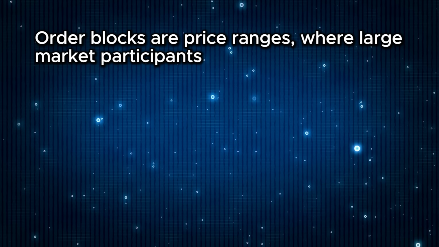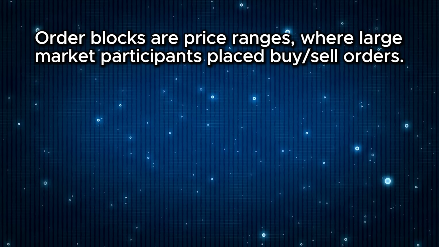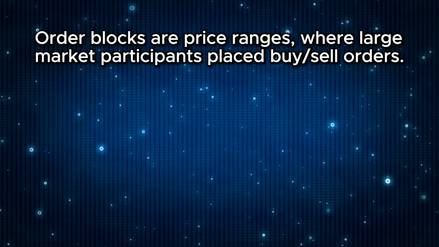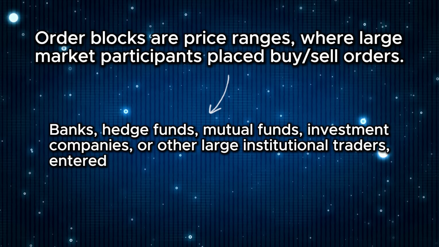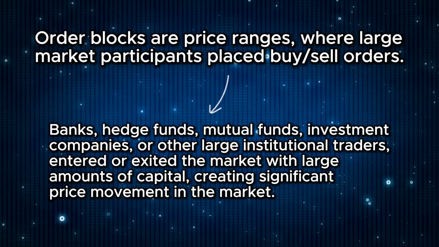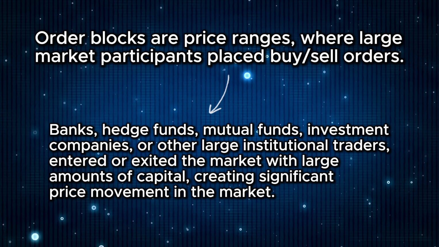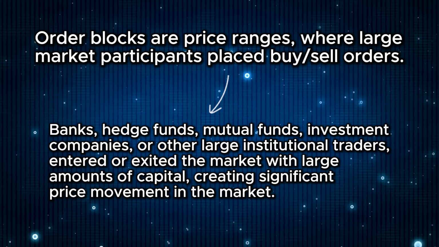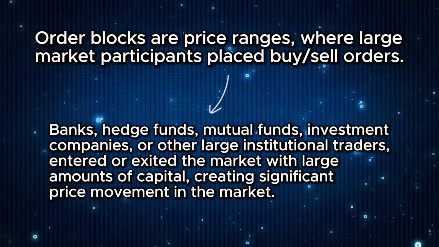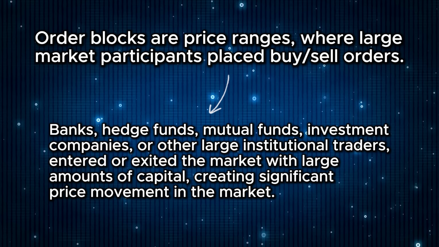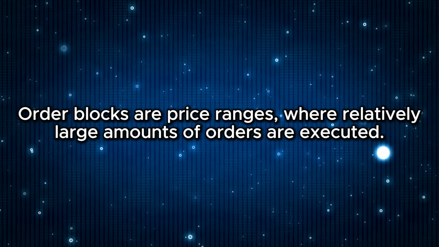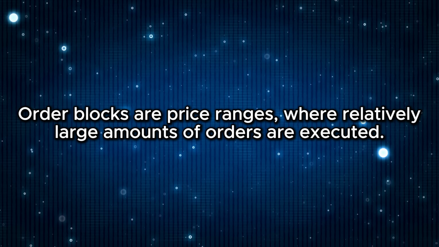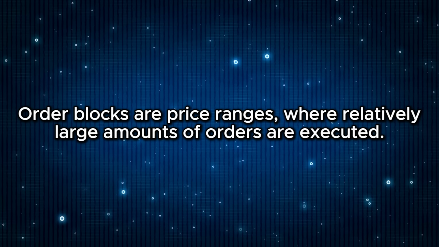Order blocks are basically price ranges where large market participants placed buy or sell orders. So in that price range, large market participants like banks, hedge funds, mutual funds, investment companies, or other large institutional traders entered or exited the market with a large amount of capital, creating significant price movement in the market. So in simple words, order blocks are price ranges where relatively large amounts of orders are executed.